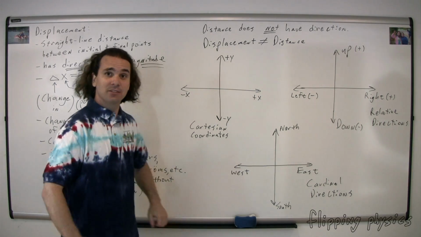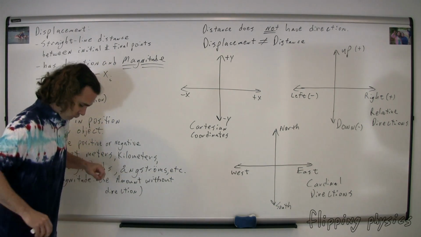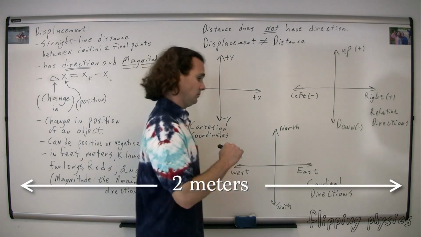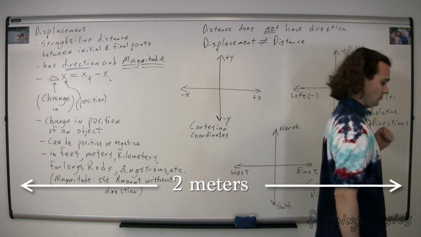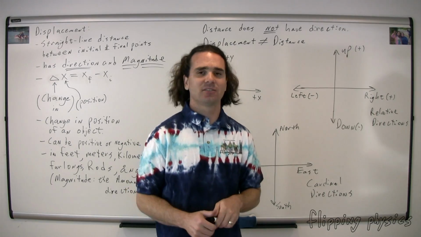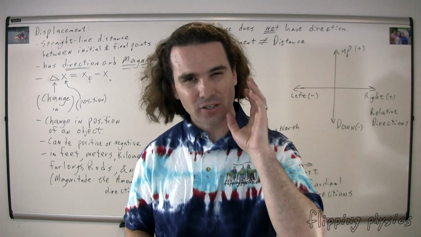So let's say that I start right here, and I end right here. Bo, what was my displacement? 2 meters. You forgot about the direction. Oh yeah, 2 meters east. Yes, 2 meters east. That direction is so important.